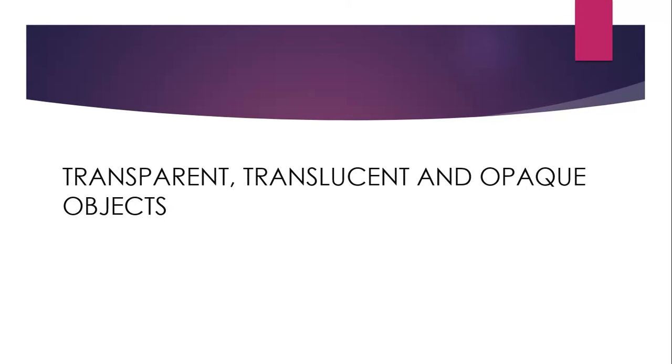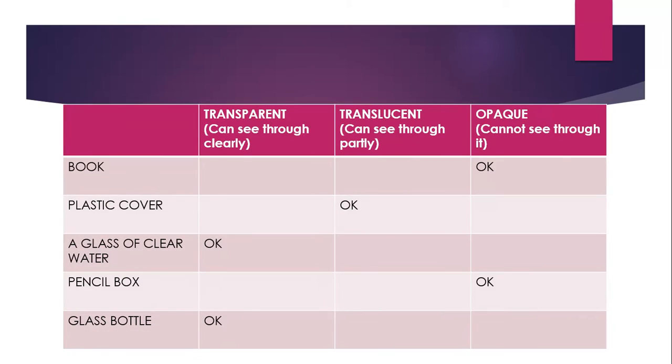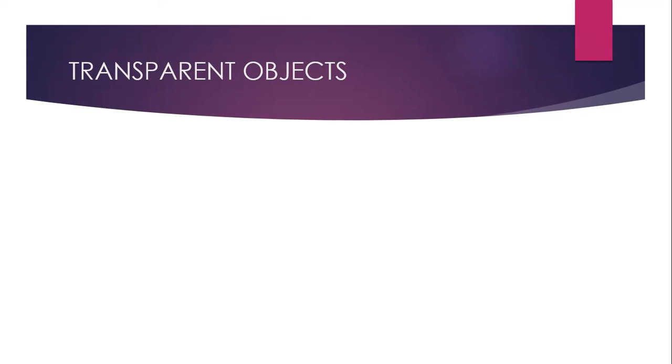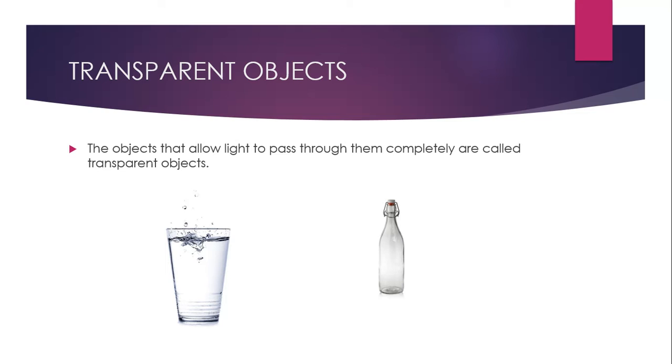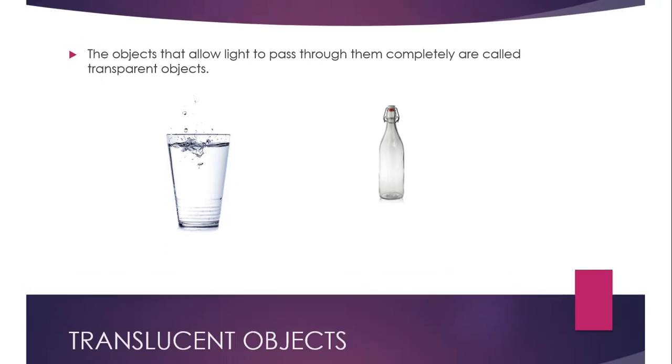Now, let us go to next part of our chapter, that is transparent, translucent and opaque objects. So, book is opaque object, plastic cover, translucent, glass of clear water, transparent, pencil box, opaque, glass bottle, transparent. So what are transparent objects? The objects that allow light to pass through them completely are called transparent objects.